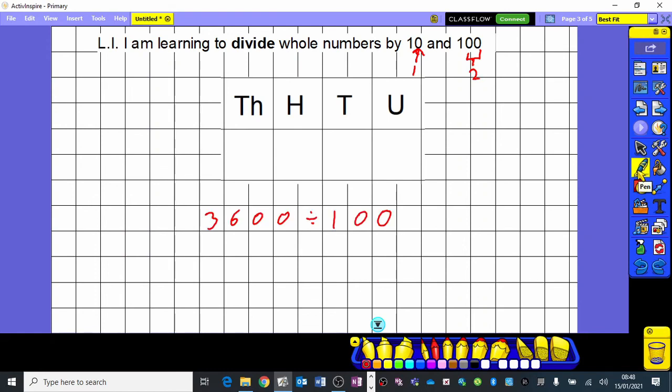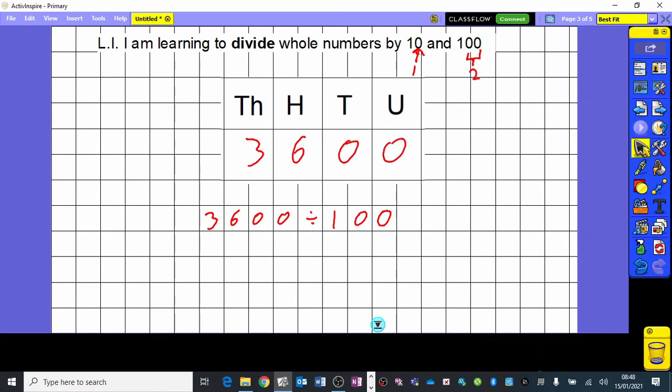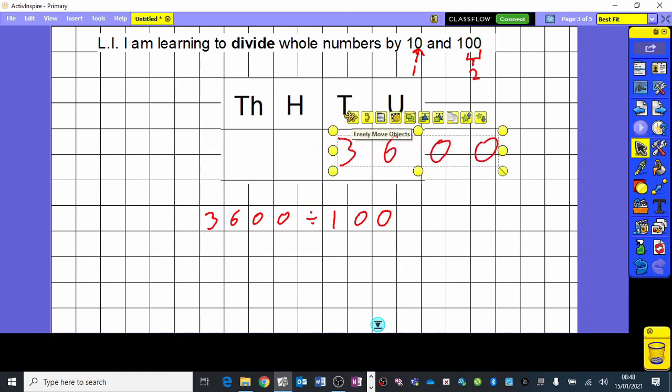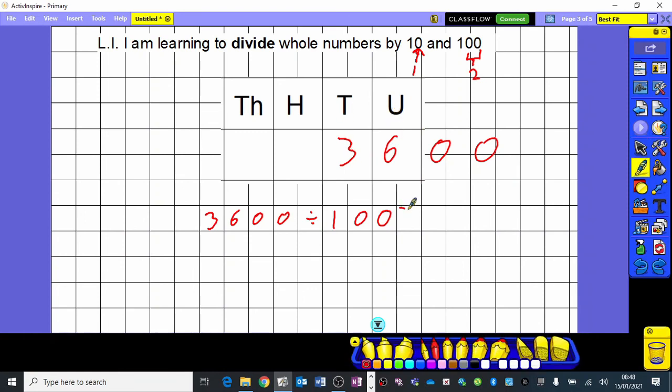So what about a really big number, 3,600 divided by 100? Well, let's follow the process. We're dividing by 100, so we're going to move it 2 places, and because we're dividing, it's all going to become a smaller number. So we drag it 1 place, 2 places. And there we have it. The answer is 3 tens, 6 units, or 36. So that's it. It really is that simple.